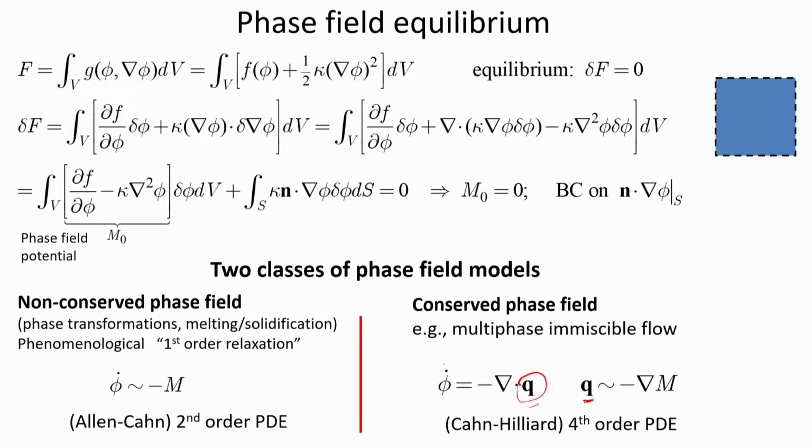And that flux will be proportional to the gradient of phase field potential. For non-conserved phase field, you can make your rate of change directly proportional to the phase field potential. So in this case, you get a second order diffusion type PDE. In this case, you get fourth order diffusion type PDE.